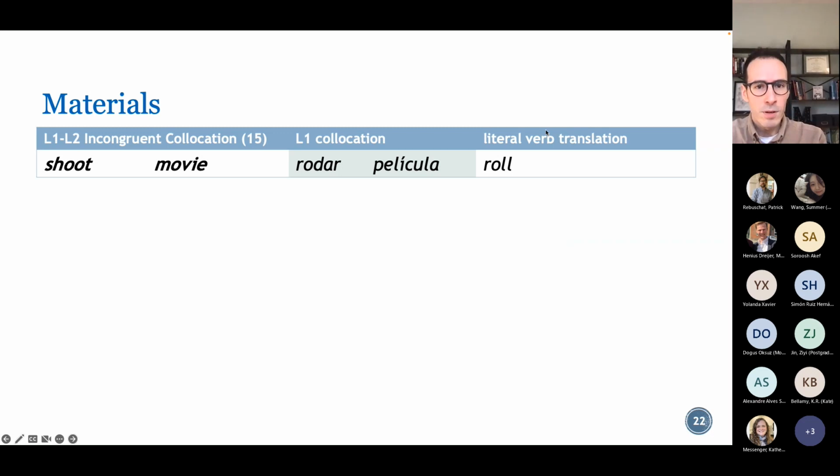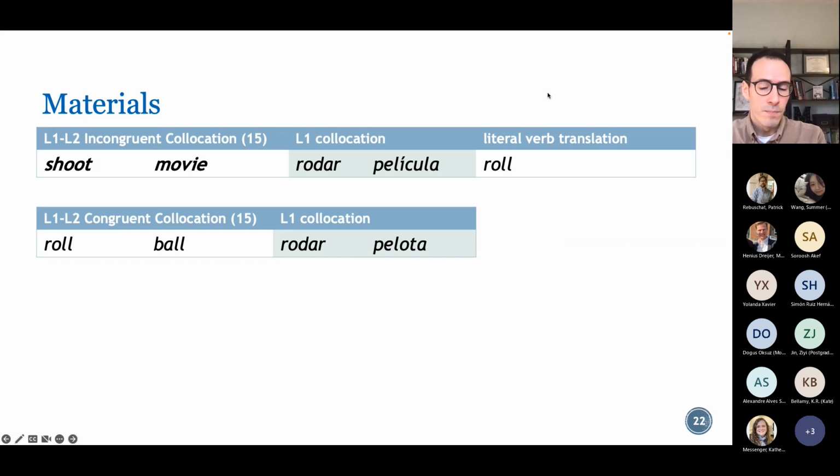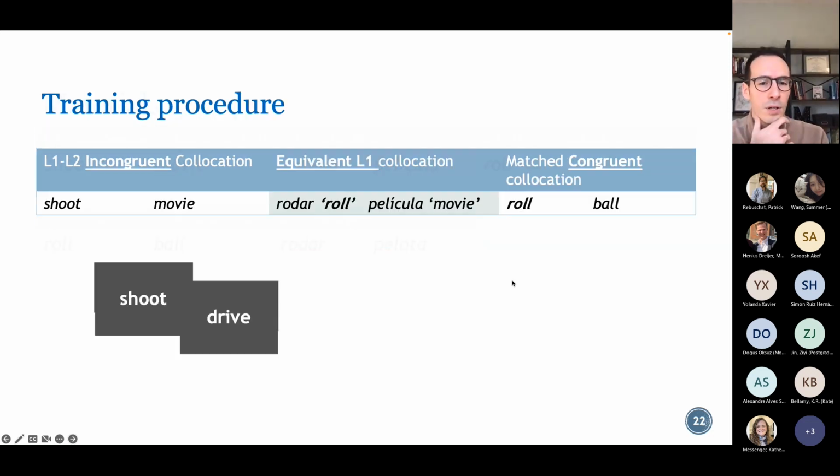Now, importantly, the same verb was also part of some of the other items they were familiarized with. So this verb was part of another congruent collocation. And so the idea is that any of these verbs might be potential candidates for selection during training. So they then completed this main training task.